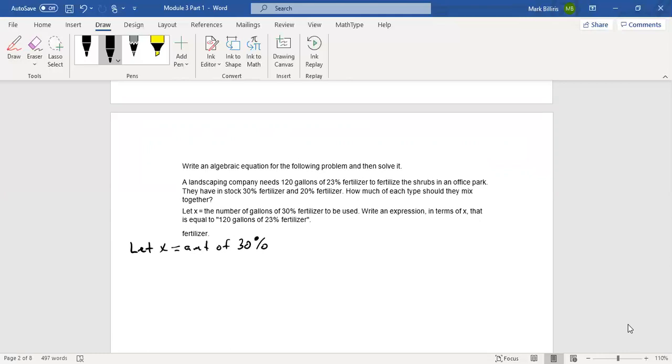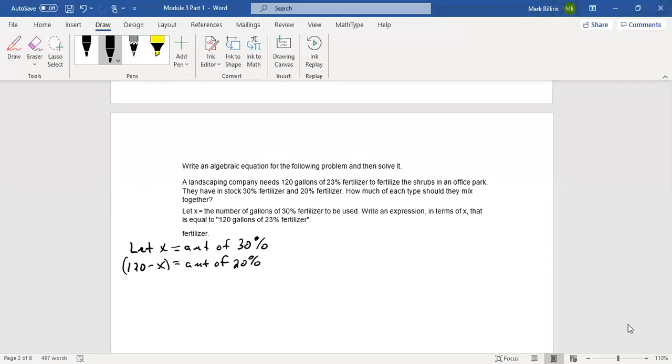So we're mixing that with 20%. So how much of 20%? Whatever's left. So it's 120. Remember, it's the total minus x is the amount of 20% used.